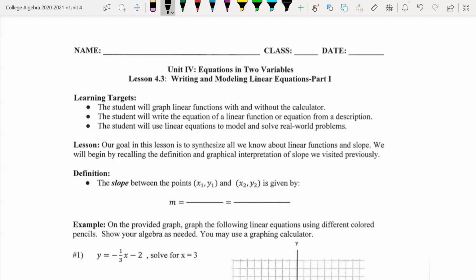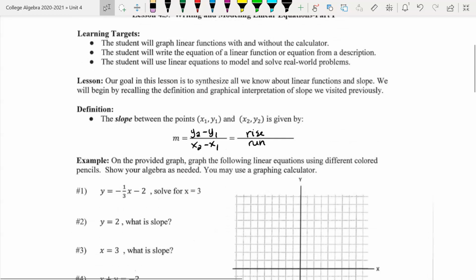So the slope between 2 points, x1, y1, and x2, y2 is given by y2 minus y1 over x2 minus x1, aka rise over run. And we've done this before. I know we wrote it down in the notes before, but it's just a nice review. Big thing is rise over run.